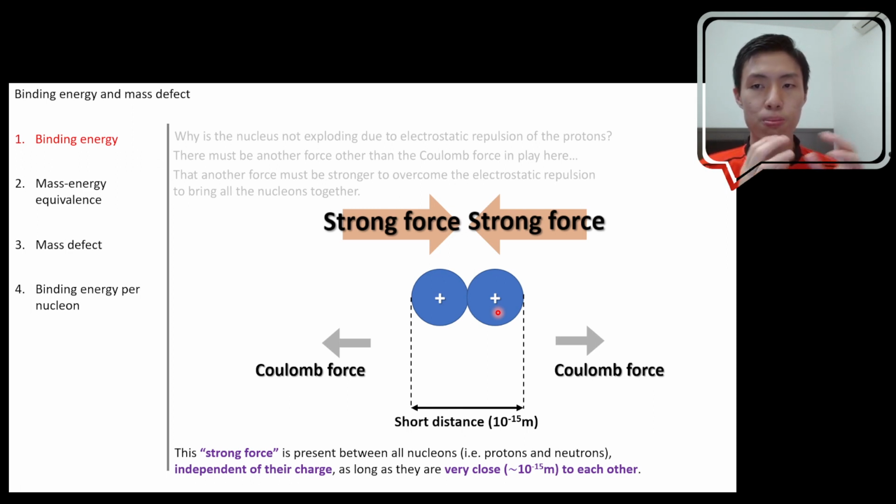So now to fill in the puzzle, the reason we are able to form a nucleus is because of the existence of a strong force. This strong force is much stronger than the Coulomb force. Thus, they are able to overcome the electrostatic repulsion to bring the protons and also the neutrons together in a small space, irrespective of the charge that protons and neutrons have. In the next video, we are going to move on from talking about the interaction involved to the energy involved when we are forming a nucleus or breaking a nucleus.